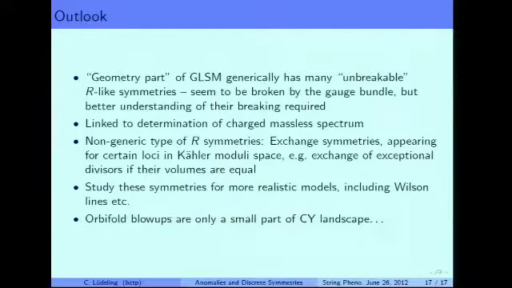This is also related to the massless four-dimensional spectrum, which is not well enough understood for the compact case. I guess for the non-compact case it's more or less known, but for the compact case it's not. And then we see some particular type of R-symmetries, which are these exchange symmetries, which only appear at certain loci of the Kähler moduli space. And this is of course very interesting, because for these blow-ups we have the orbifold just to double check the thing, but of course the orbifold blow-ups are just a small part of this Calabi-Yau landscape. So to understand this much better, we can use this for many more generic Calabi-Yaus. All right, thank you.